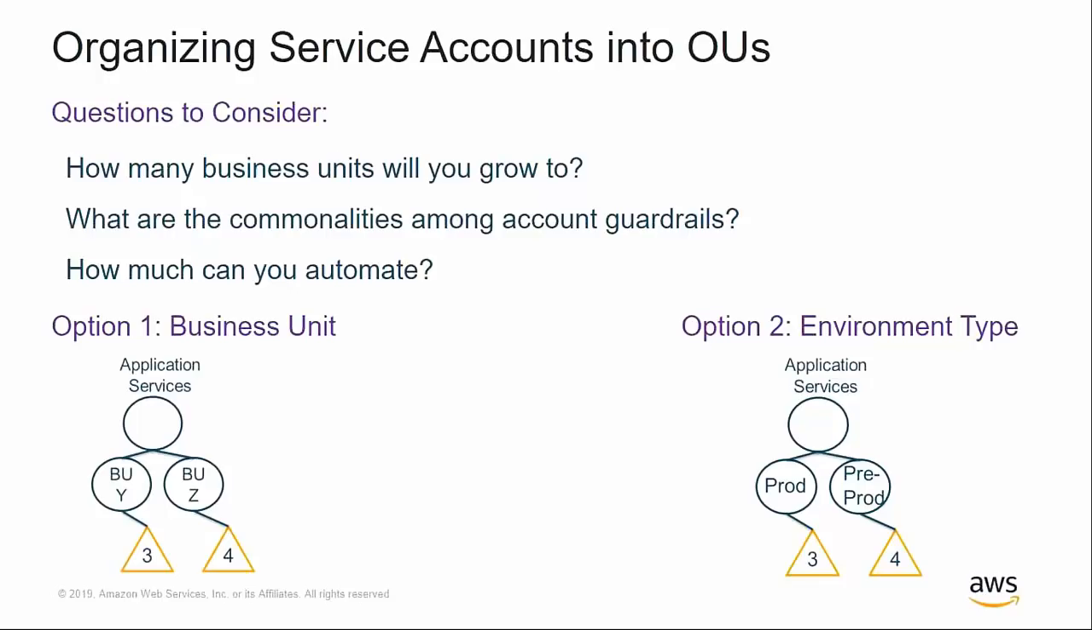And so in option 1, we have OUs with business units and the accounts for those business units underneath. In option 2, we actually have prod, pre-prod, maybe dev and test and all that. You would essentially put all of the prod accounts under one OU, and all of the pre-prod accounts under another OU. And this basically says, hey, our guardrails, all the configuration and control that we have, is going to be the same for all prod accounts, same for all pre-prod accounts, etc.